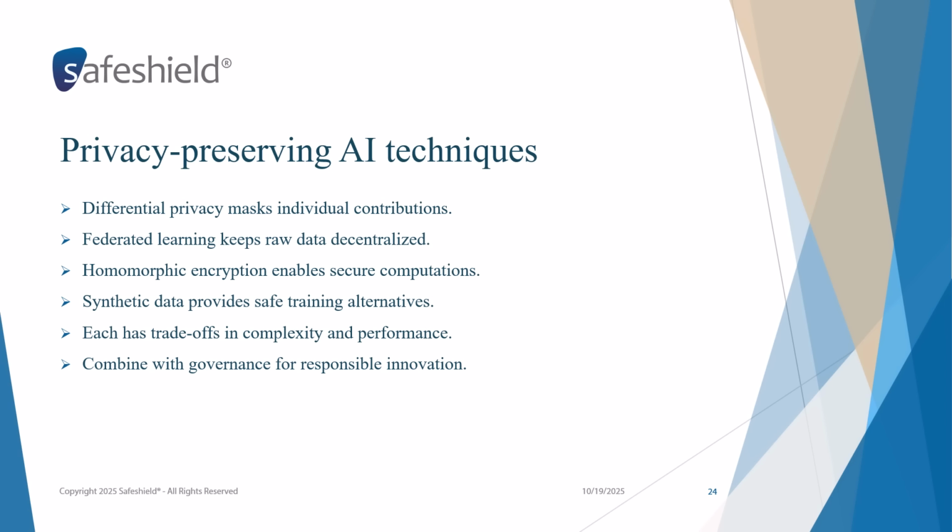These techniques are not silver bullets. Each has trade-offs in terms of complexity, performance, and effectiveness. However, when combined with strong governance and legal compliance, they represent powerful tools for building AI systems that respect privacy while still enabling innovation.